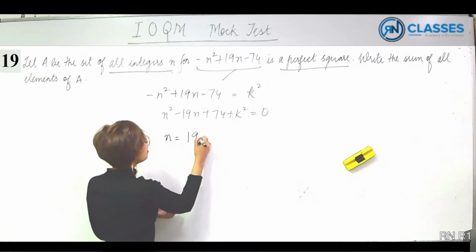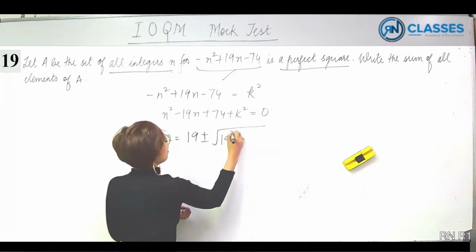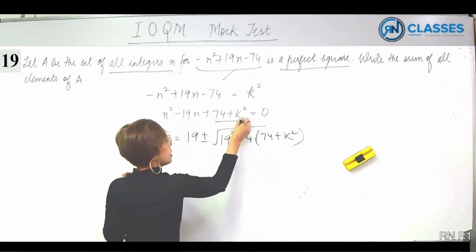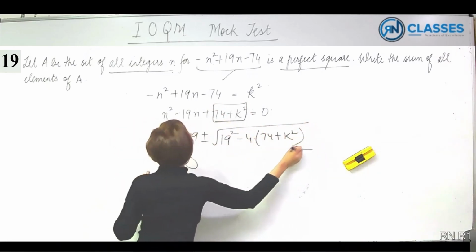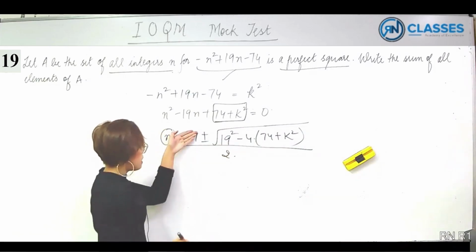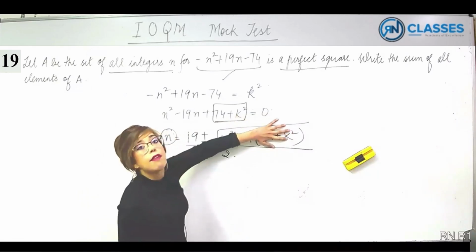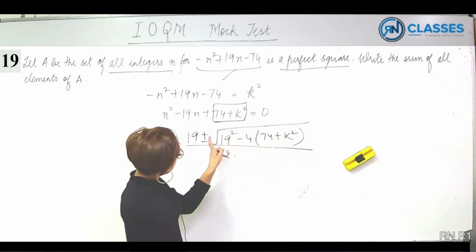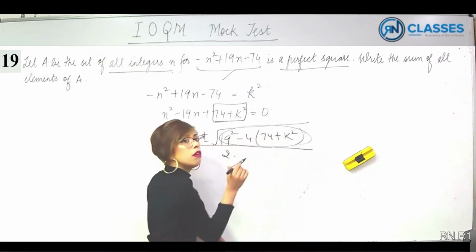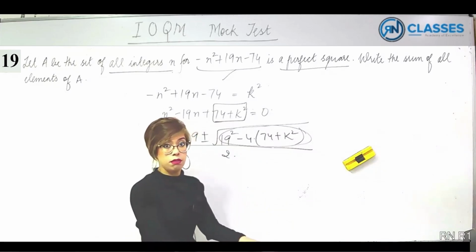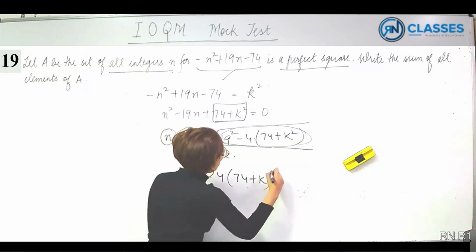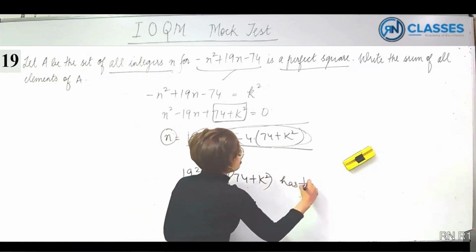I can write 19 plus minus the square root of 19 square minus 4 into 74 plus k square. Why? Because this entire thing is c. Careful. Whole divided by 2. Now since n is an integer, this quantity has to be an integer. Then you want the square root thing to be an integer. That means the quantity inside the square root should be a perfect square itself. So 19 square minus 4 into 74 plus k square has to be a perfect square.